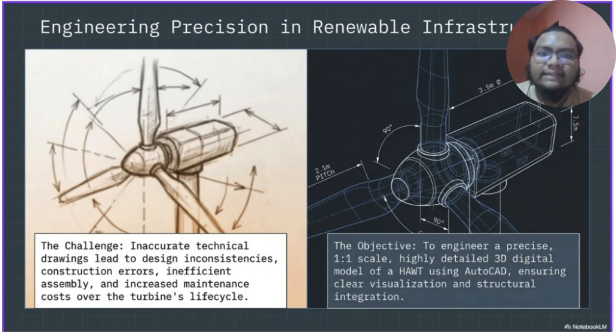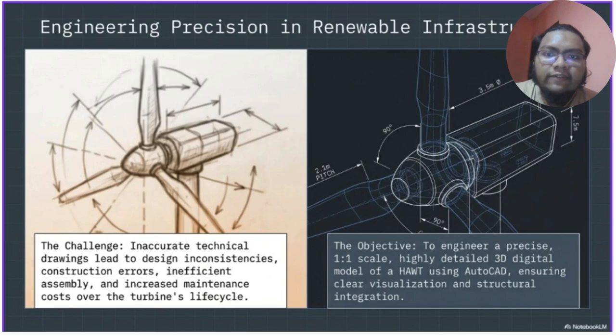Today, I want to discuss the critical role of engineering precision in modern renewable energy, specifically focusing on the horizontal axis wind turbine, also known as HAWT. If you look at the left side of this slide, we see where every great engineering project begins: a conceptual sketch. While sketches are excellent for capturing initial ideas, relying on inaccurate or loose technical drawings downstream introduces severe risk.